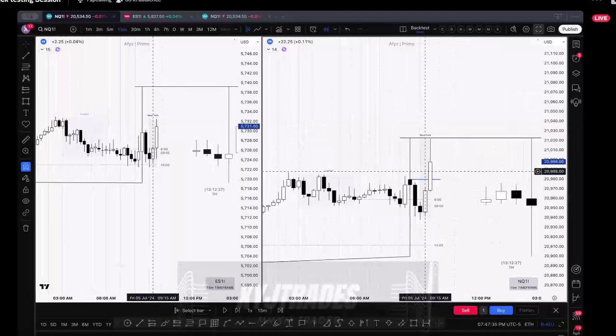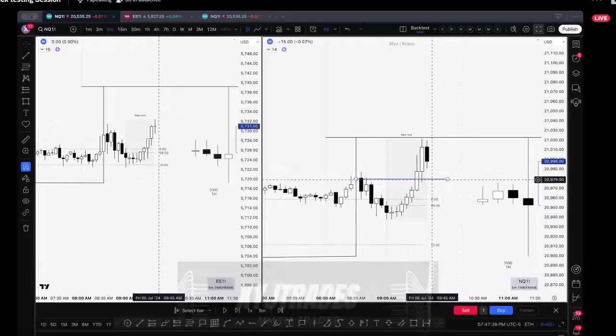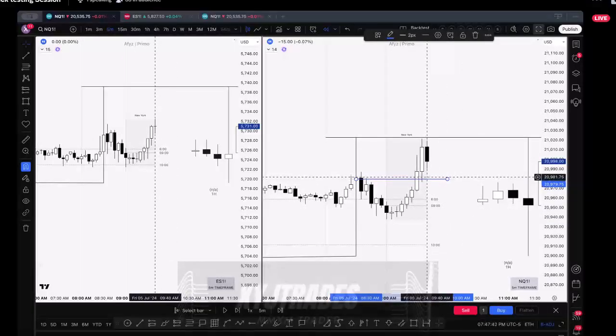Okay, 9 forms that opposing run. Close above. There's the order block. I can trade 9 a.m. now. I wait for 10 a.m.